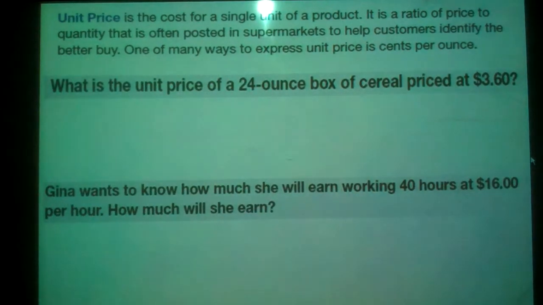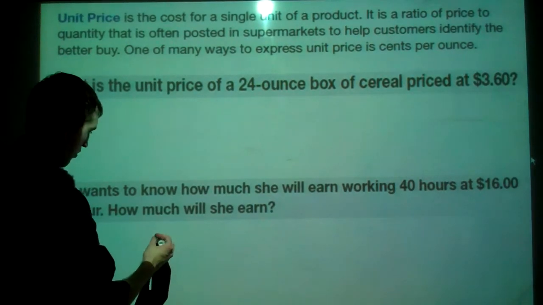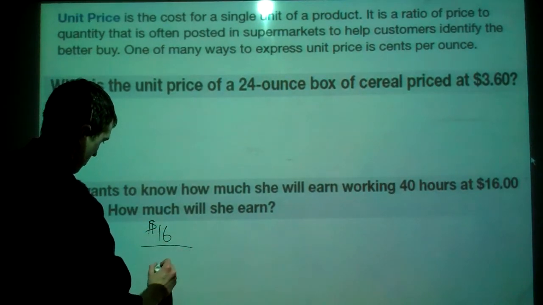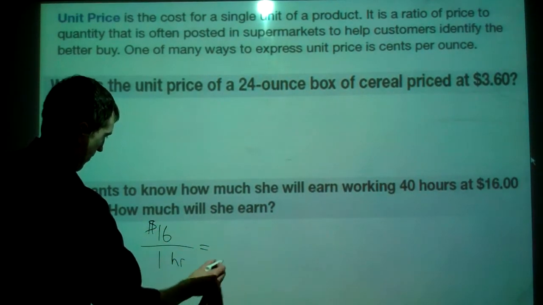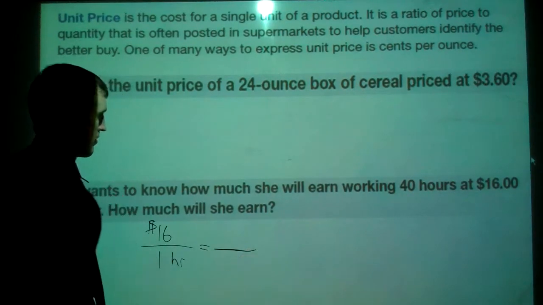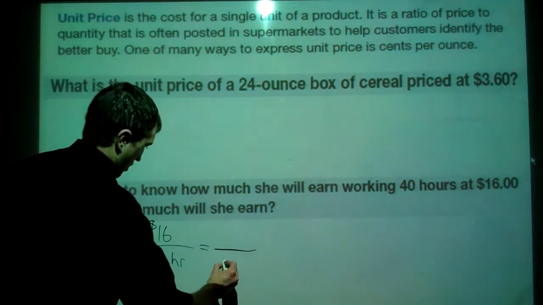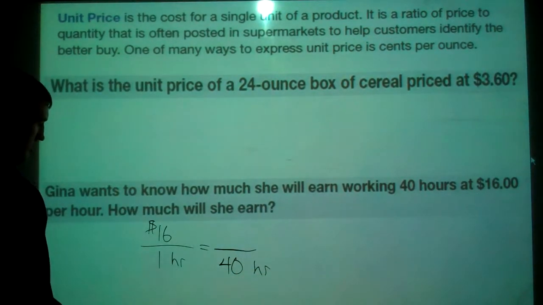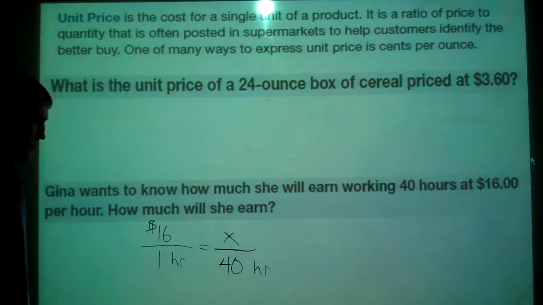Okay. Gina wants to know how much she will earn working 40 hours at $16 per hour. How much will she earn? Okay, now they're telling us that she's earning $16 per hour. That means in 1 hour, she'll earn $16. Now we're going to set up a proportion. So, how much is she going to earn in 40 hours? Okay, so we're looking for this right here. We're looking for that x.